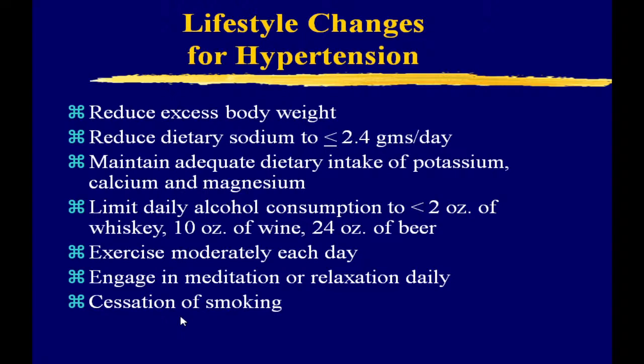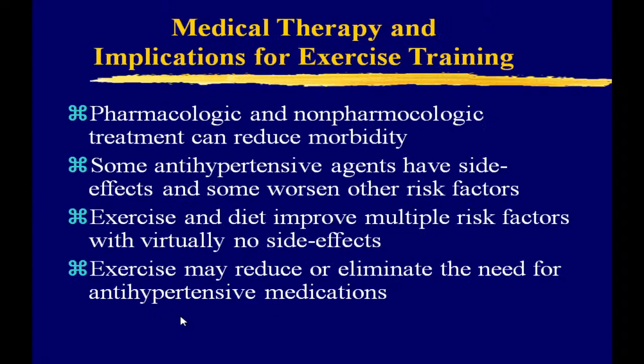But if a person's blood pressure is not normalized, there should be medical therapy and implication for exercise training. In this situation, the person must take antihypertensive drugs. There should be pharmacological and non-pharmacological treatment. It can reduce morbidity. Some antihypertensive agents have side effects and some worsen our risk factors. Exercise and diet improve multiple risk factors with virtually no side effects. These are the advantages of exercise therapy. Exercise may reduce or eliminate the need for antihypertensive medication.